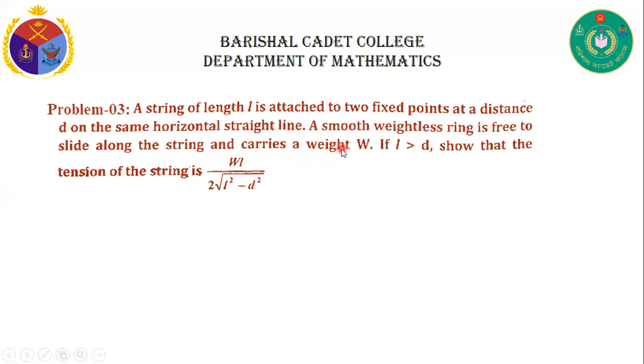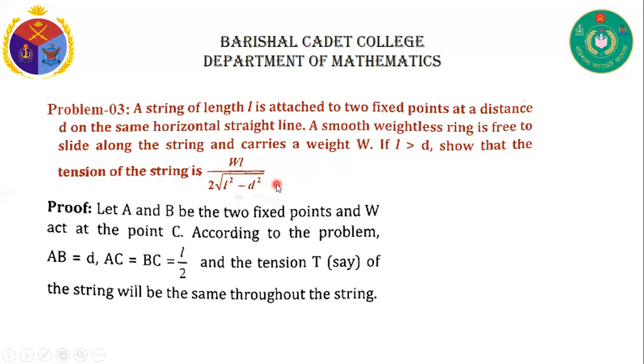If L is greater than d, meaning the length of the string is greater than the distance between the two fixed points, show that the tension of the string is W L divided by 2 times the square root of (L square minus d square).